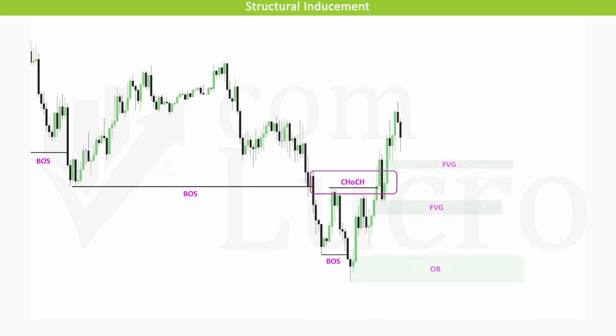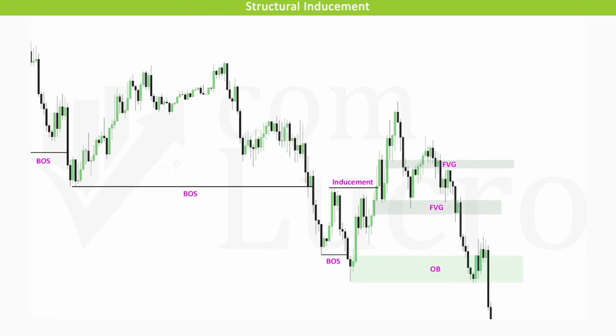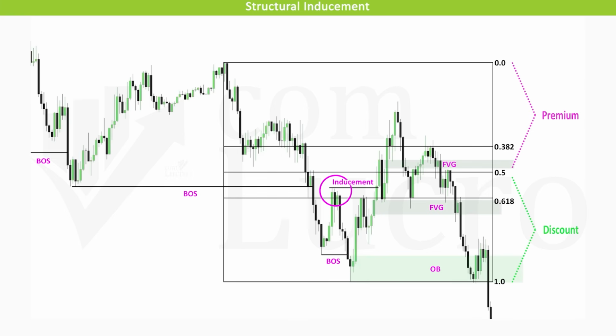As a result, many traders immediately begin searching for long opportunities within the fair value gaps formed during this bullish leg. Others prefer to wait for price to reach the bullish order block located at the extreme of the move. However, regardless of the entry method, traders repeatedly find themselves getting stopped out as price moves against them. The reality is that this is not a genuine change of character. It is a structural inducement specifically designed to attract buyers into the market before the real move unfolds.